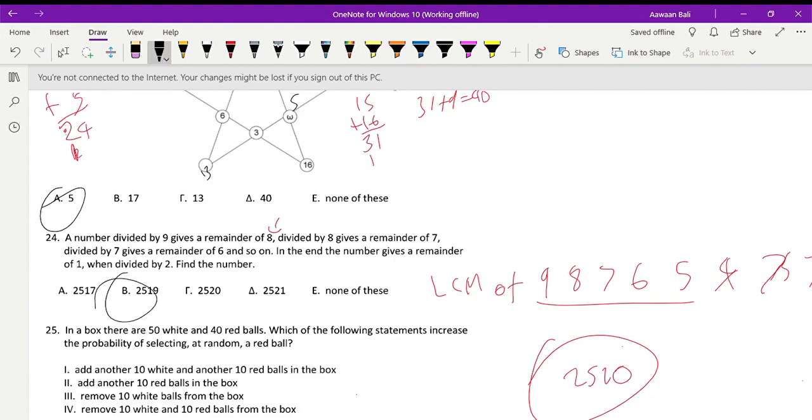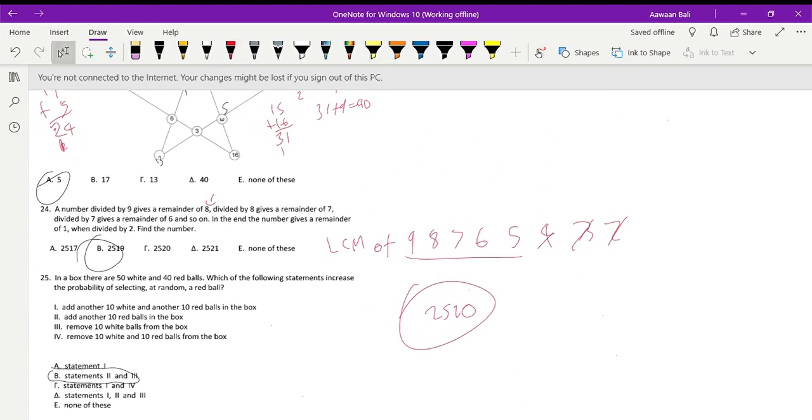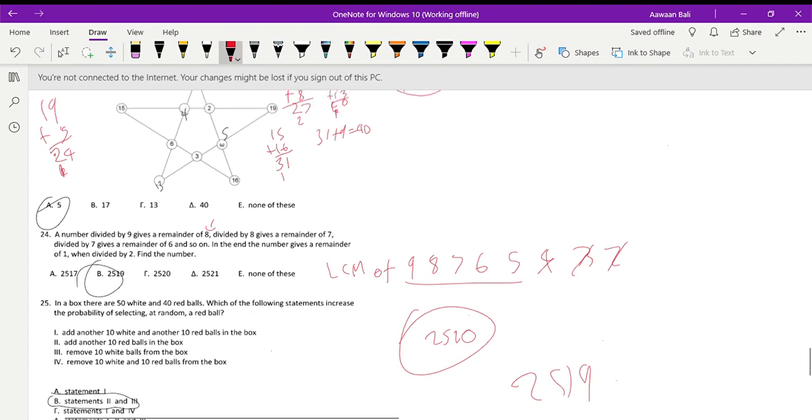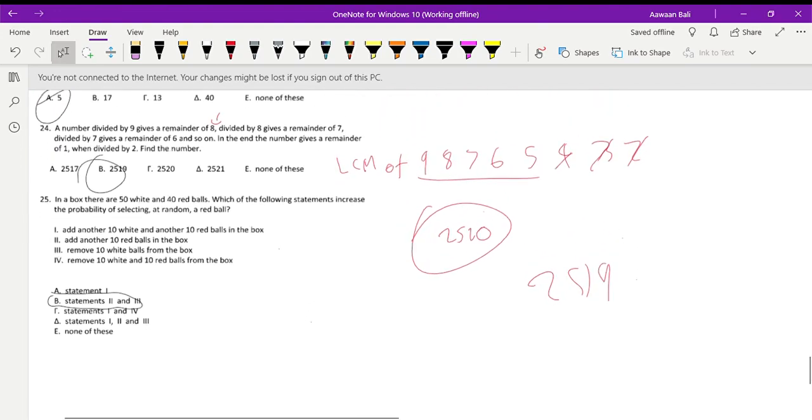Because it says a number divided by 9 gives a remainder 8, divided by 8 gives a remainder 7, which means that if you add 1 to it, you have 2520, so minus 1 you have 2519. And that means that you will always be one number close to the next one, but the remainder is basically how much more you will need to get to that number. So basically, like the remaining numbers. So once you minus by 1, there'll be a remainder of 8, the remainder of 7, the remainder of 6. So therefore the answer is beta, 2519.